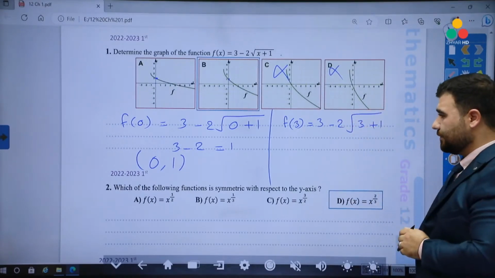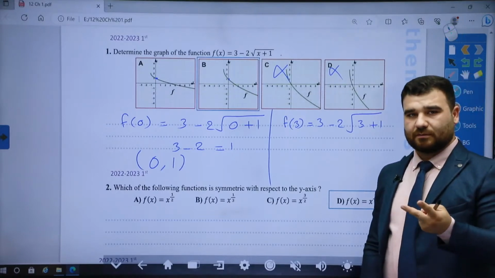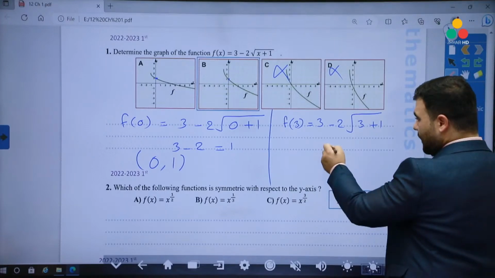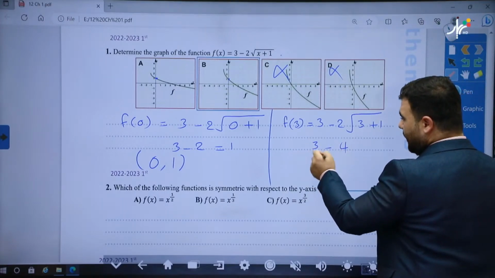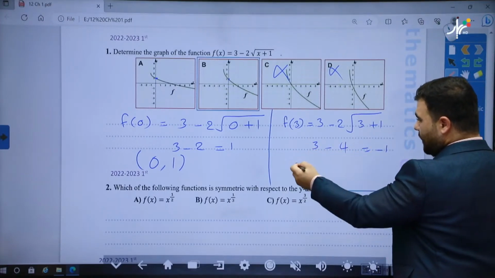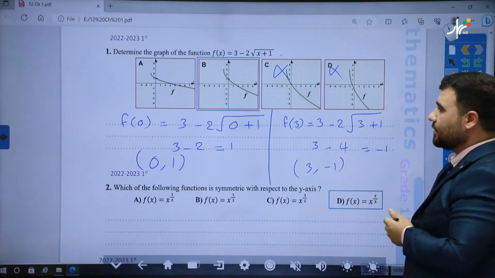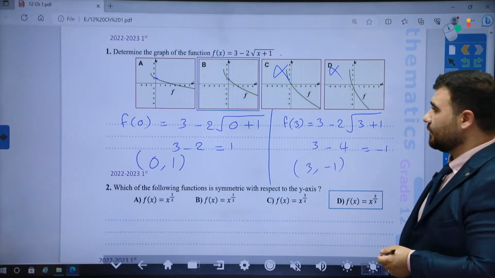3 plus 1 is 4. Square root of 4 is 2. 2 times 2, 4. So I have negative 4. 3 minus 4 is negative 1. The point is 3, negative 1. From A and B, let's see which graph has the point 3, negative 1.